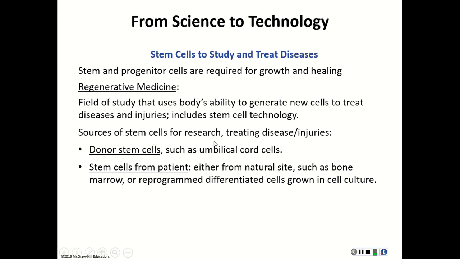Sources of stem cells for research could be donor stem cells, like cells from the umbilical cord, or stem cells from the patient themselves, for example, from bone marrow. So bone marrow is full of stem cells that we could use, or sometimes we can even take cells that have grown into the mature form, and we can reprogram them to go back to a stem cell.